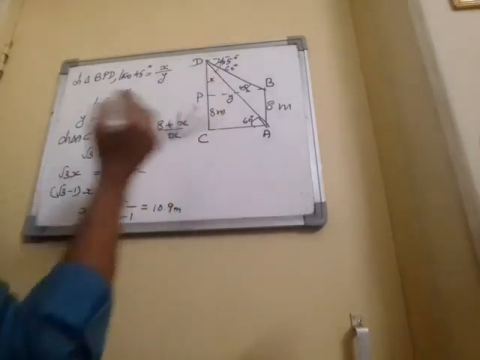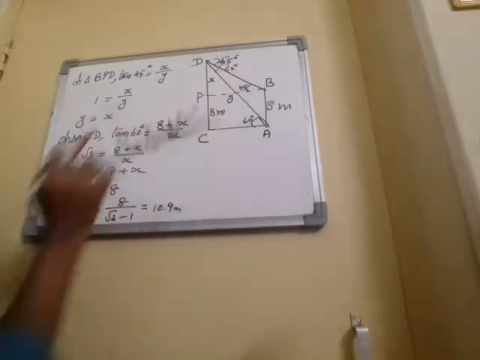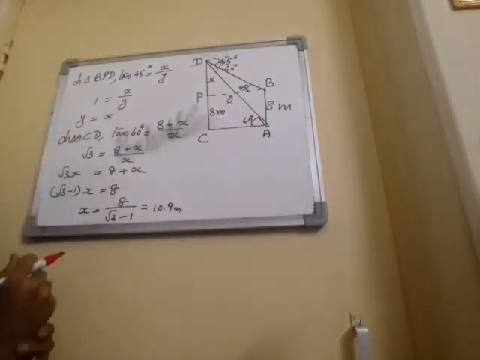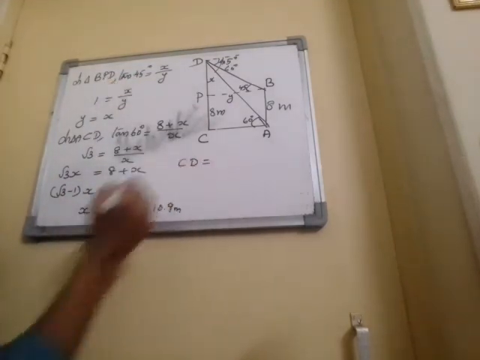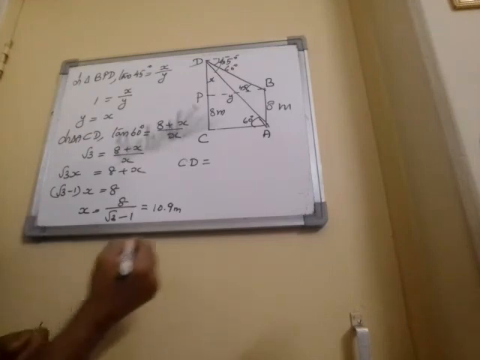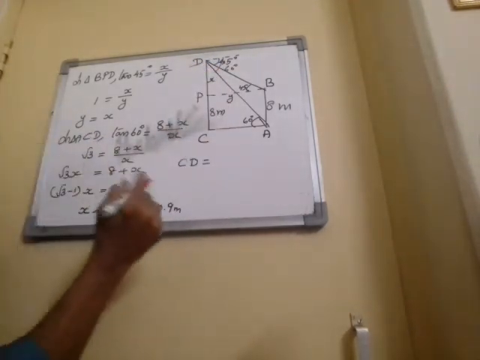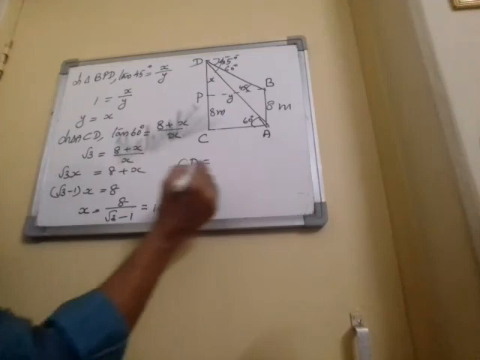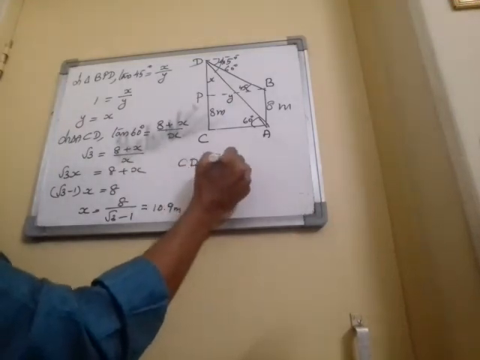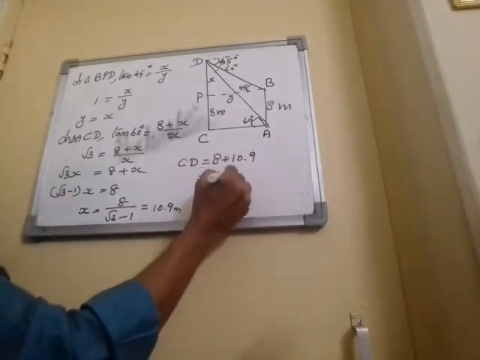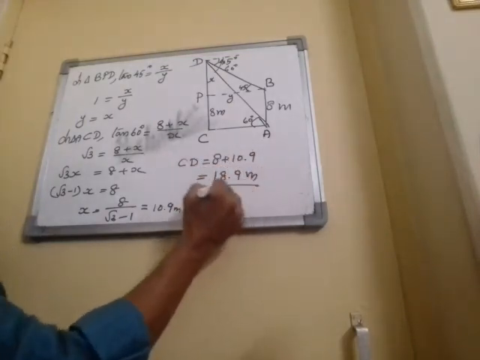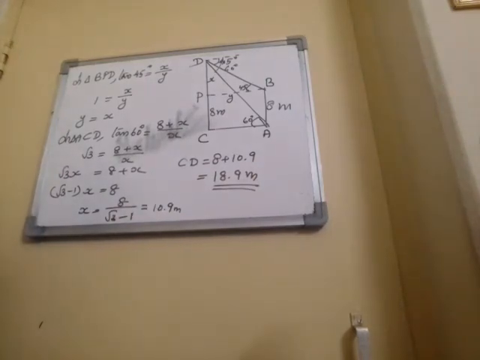So the height of the building, that is CD, (8 plus X). So 18.9 meter. So the height of the multi-storied building is 18.9 meter.